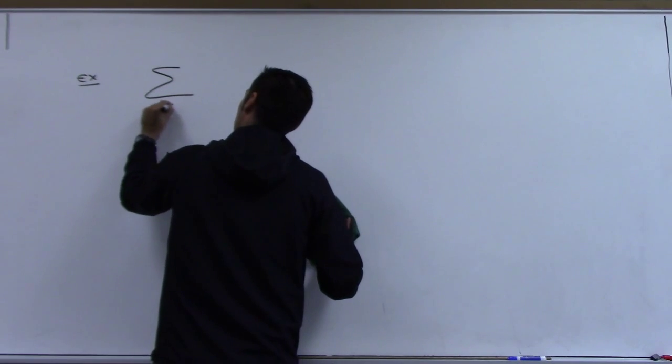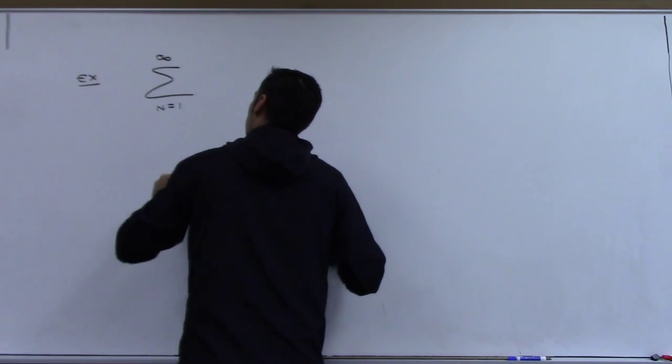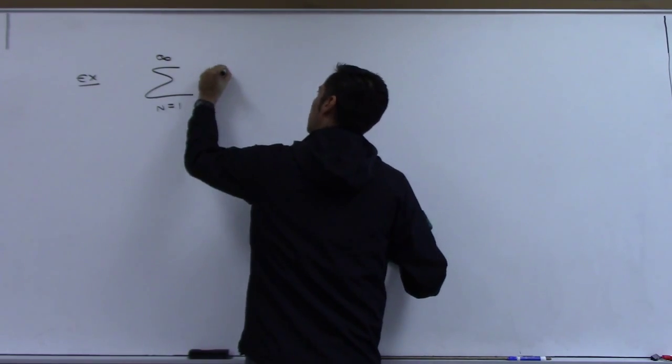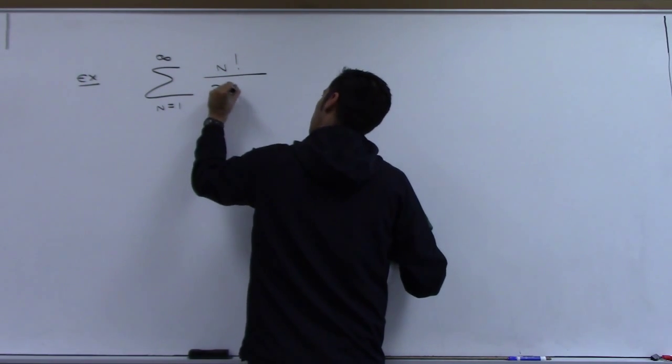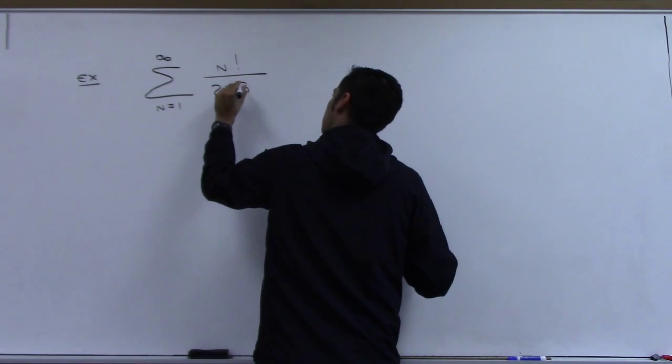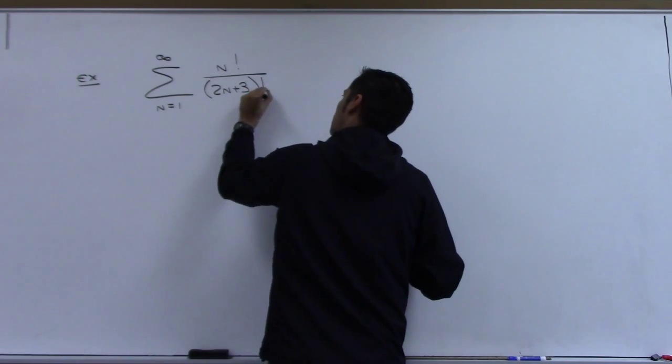Sum from n equals 1 to infinity of n factorial over 2n plus 3 factorial.